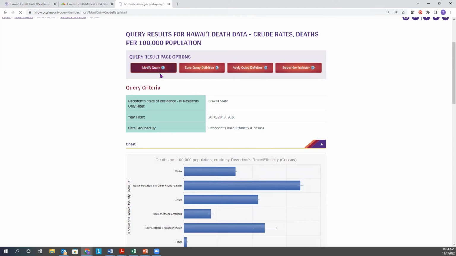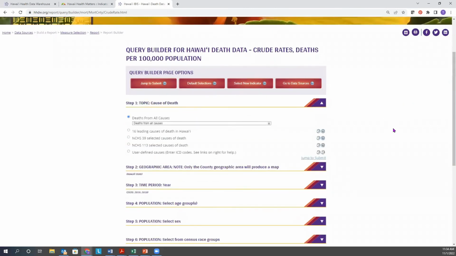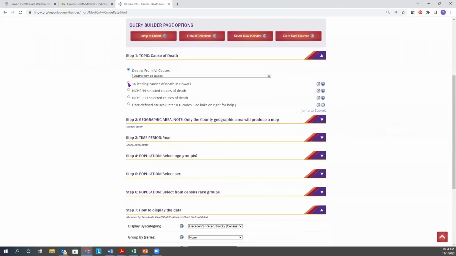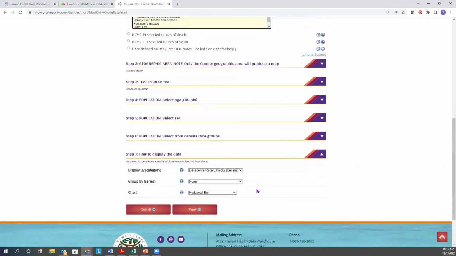And just to remind you, in order to subset by top cause of death, we come into here for topic cause of death. For this one, I'm going to select the 16 leading causes of death in Hawaii, and I'm going to select Alzheimer's disease. So now we know that we've filtered on Alzheimer's disease. So I'm going to go ahead and run this by cause of death to get the overall. And I'll also just go ahead and add sex in here so that we can have them both.